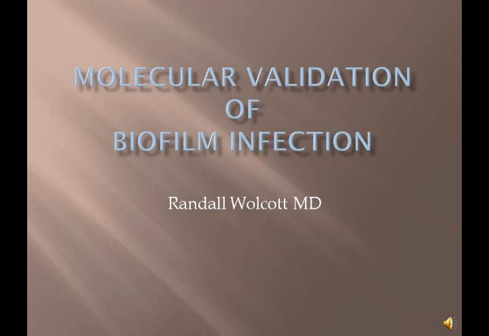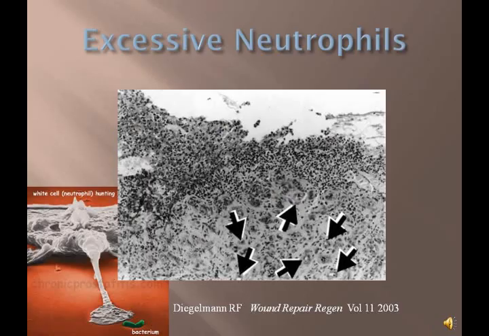This lecture is dedicated to the molecular underpinnings of biofilm infection. It's clear that biofilm infects human hosts in a much different way than the planktonic bacteria that we've learned. So what we want to do is go through the paradigm shift that scientists have had in evaluating how bacteria cause human infections. The first thing we know about chronic infections is there's excessive neutrophils.